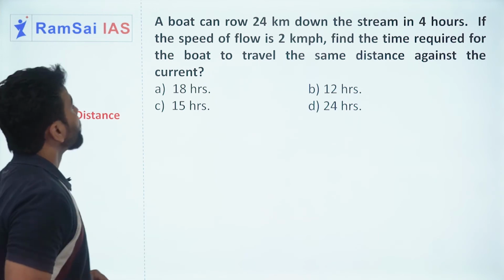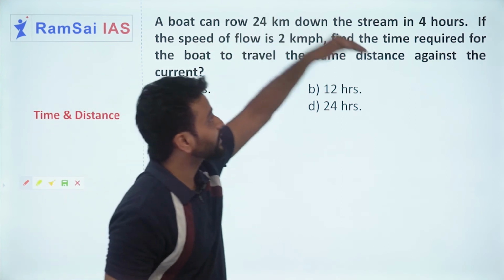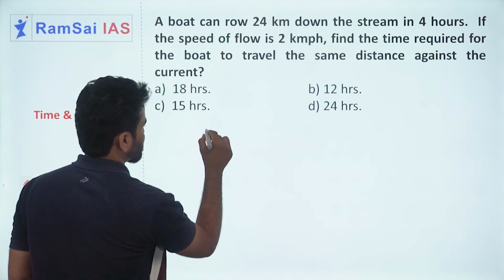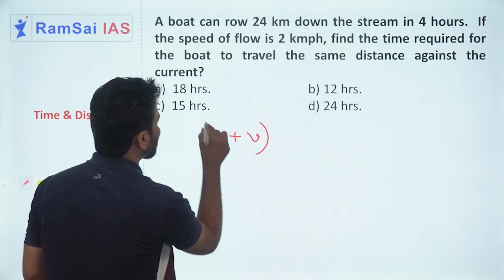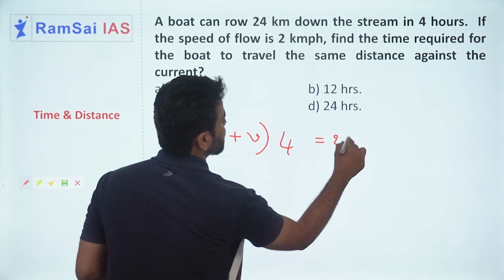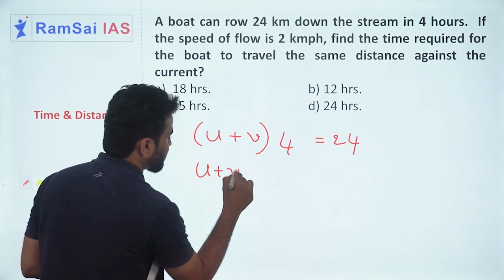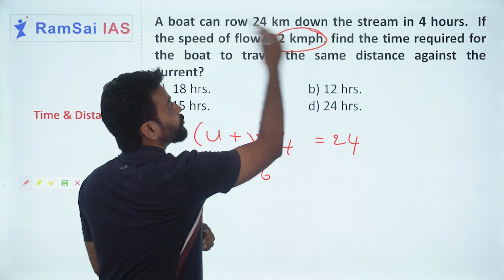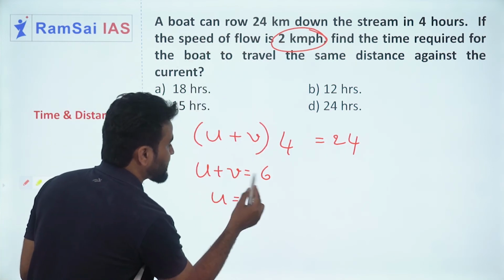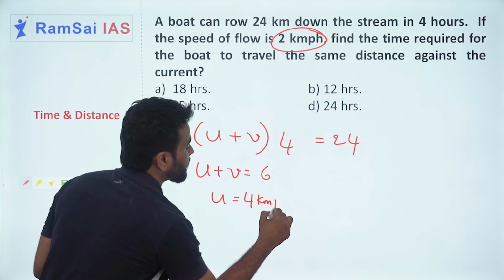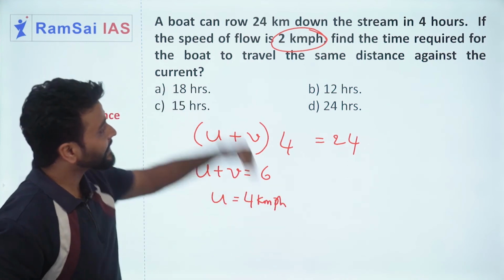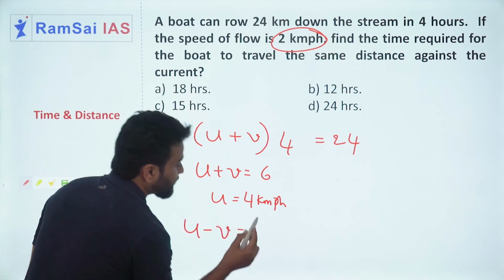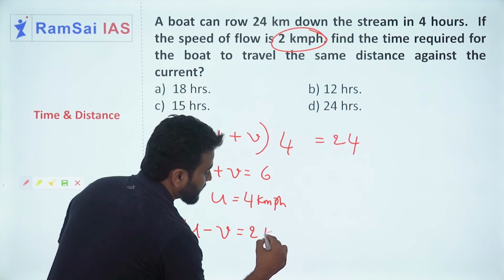Fine. The boat can row 24 kilometers down the stream in 4 hours means, what is the formula? When it is going down, speed will be u plus v. Speed into time gives you distance. So from this we can write u plus v equal to 4 6s are 24. But from the question, v equal to 2 kilometer per hour, substitute here, then u will be 6 minus 2, 4 kilometer per hour. Now when the boat is going against the current in the upward direction, the speed will be u minus v, then 4 minus 2, it will be 2 kilometer per hour.